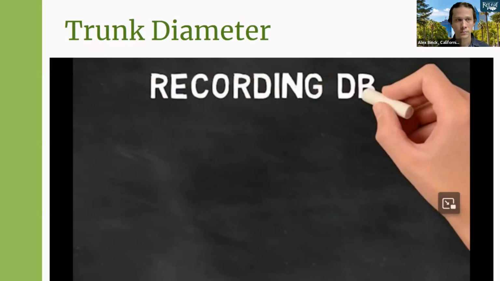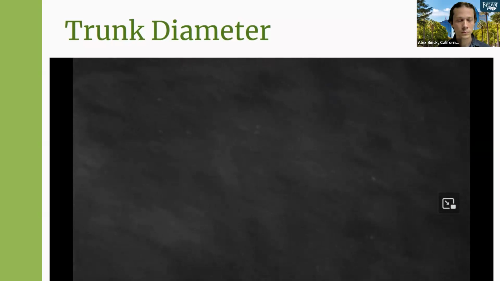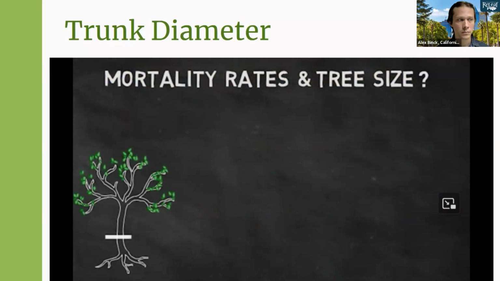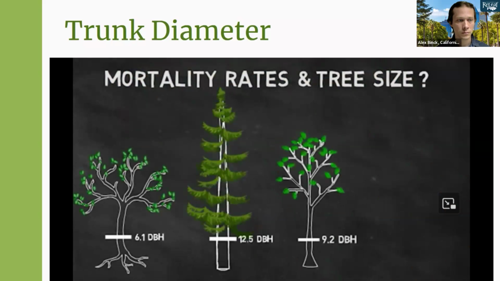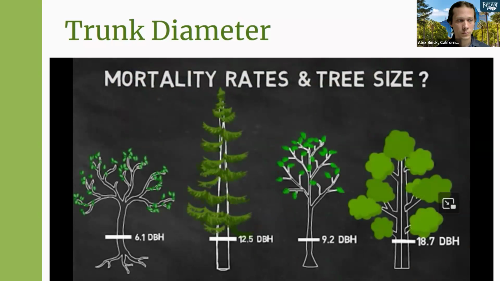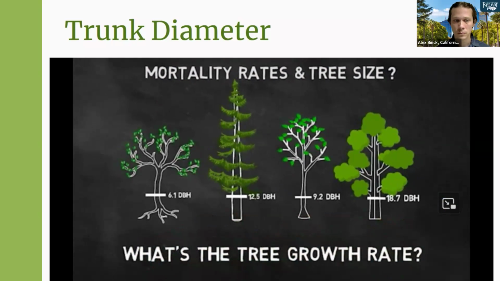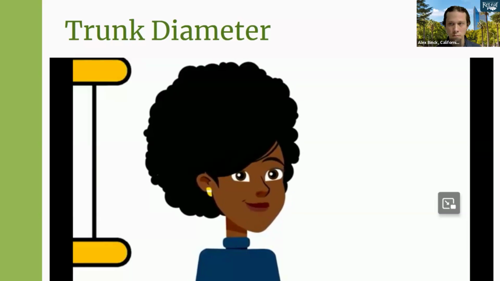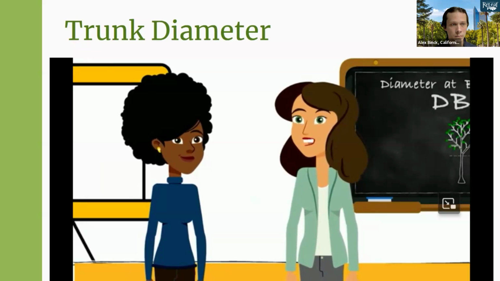Recording DBH and recording it consistently and accurately over time is important for several reasons. Urban forest managers, as well as researchers, might be interested in how mortality rates vary across different size classes of trees. They might also want to know how much a tree is growing, with slow-growing trees being interpreted to have poorer overall health. I'd definitely like to measure growth. How do I do that? The simplest case for recording DBH is when it's possible to measure at 4.5 feet and the trunk is not leaning.